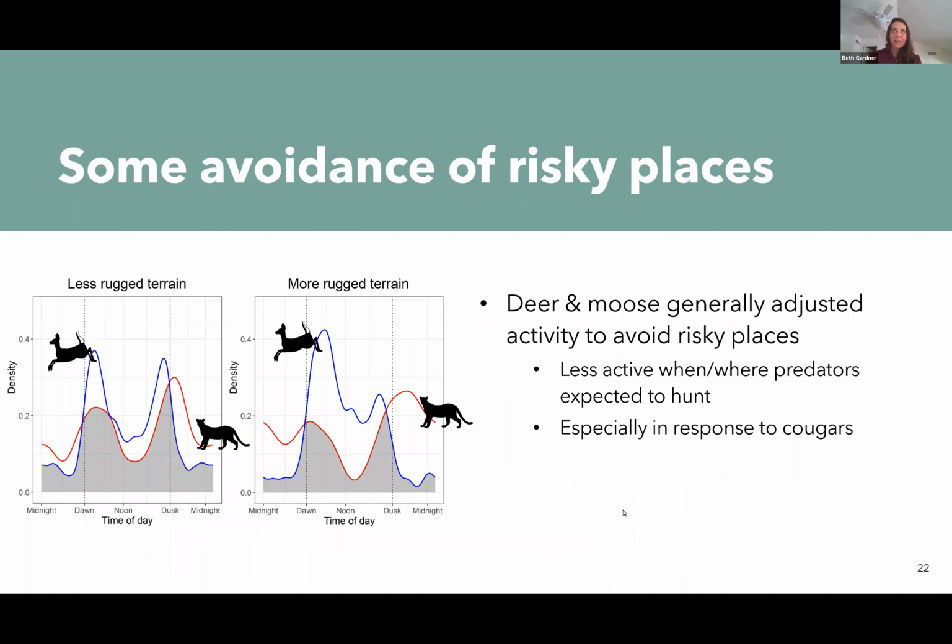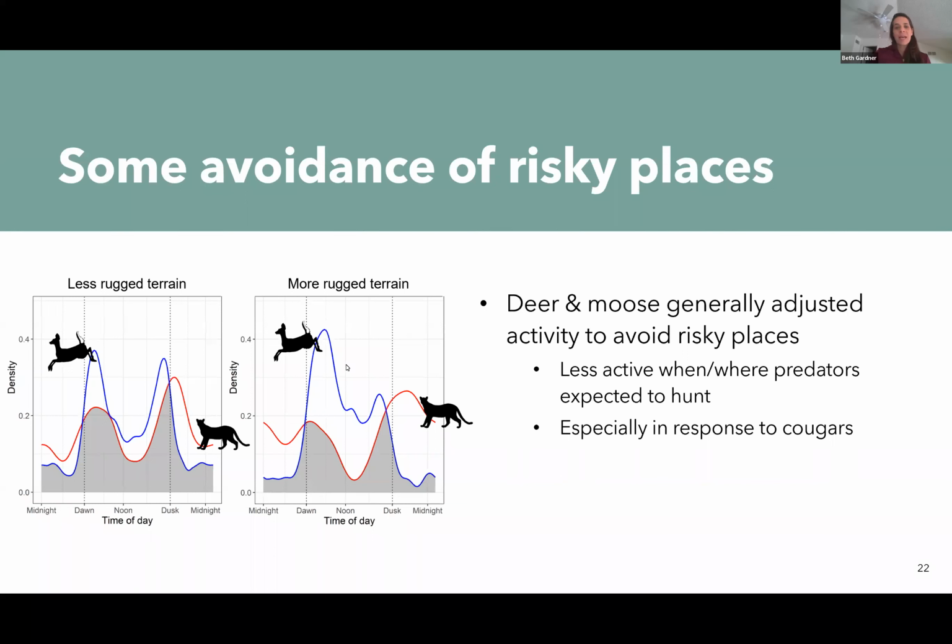And here's what we found. We found some avoidance of the risky places. So in this example, you can see less rugged terrain, which we would expect to be less risky for the cougar hunting. We have about 0.78 overlap, so 78% overlap in the time. And then in the more rugged terrain, which we consider more risky when you have the stalking predator, like the cougar, now that percent overlap goes down to about 0.53, so about 53%.